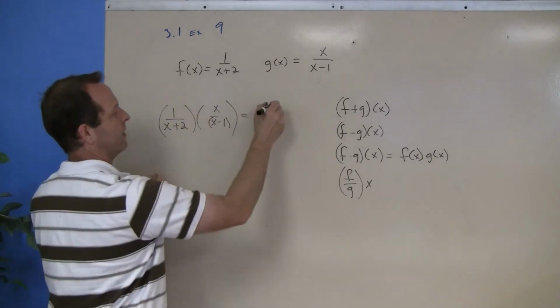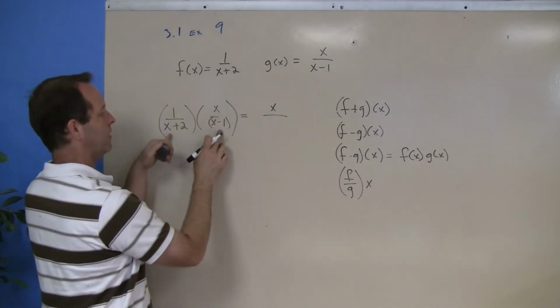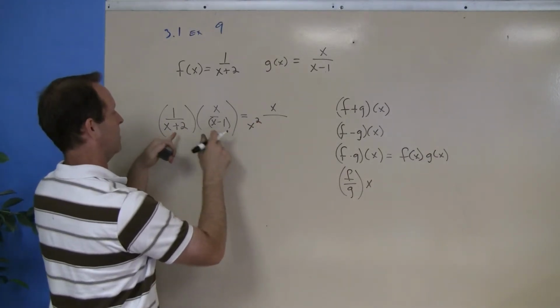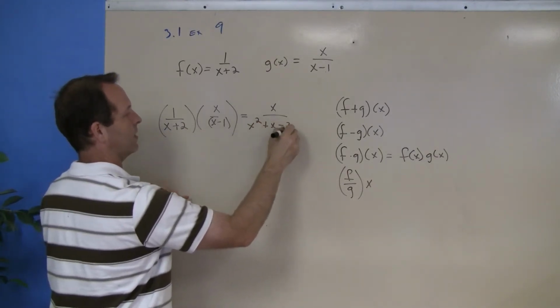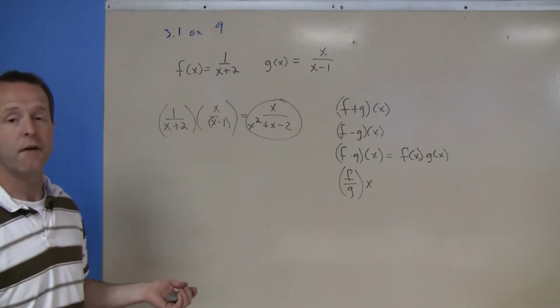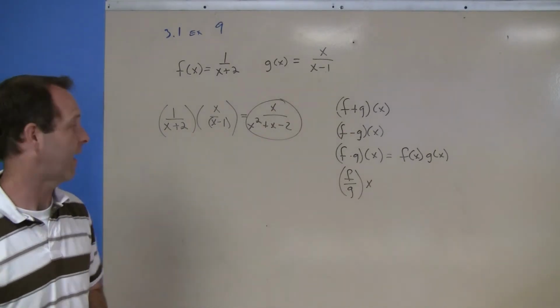1 times x is an x. The denominators, x plus 2 times x minus 1 gives me x squared plus x minus 2. So there's that new function, f of x times g of x.